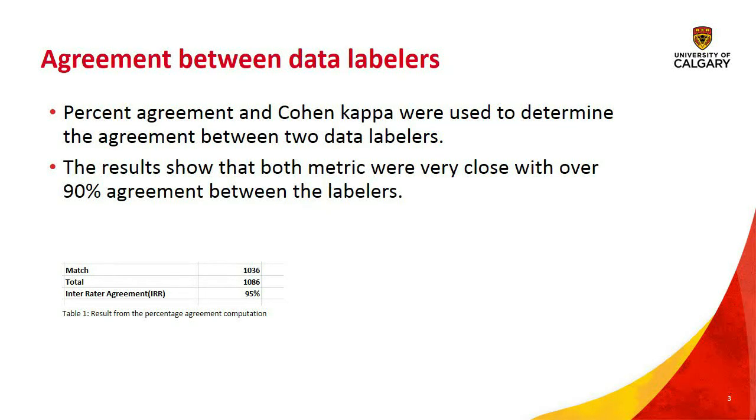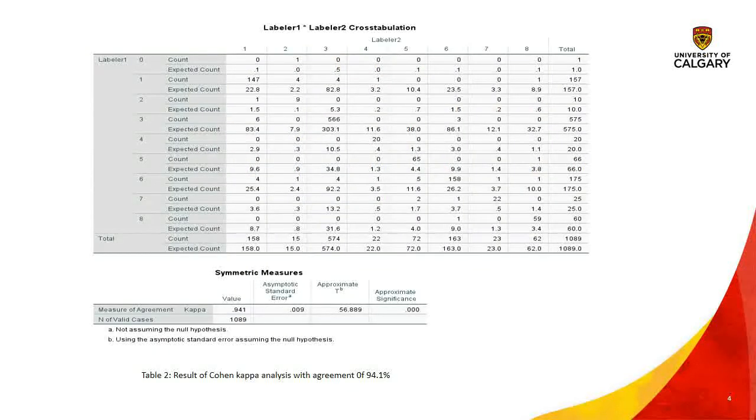A table is shown on this slide that shows the result of percentage agreement, which is also known as inter-rater agreement, IRR, with the result of 95%. This table is displaying the result of Cohen-Kappa analysis with 1089 README file sections between the two data labelers. As you can see, the Cohen-Kappa returns a measure of agreement of 0.941, which translates to 94.1%.